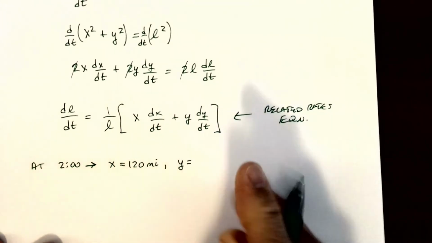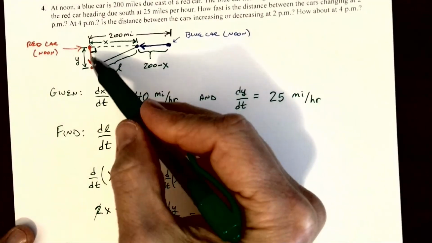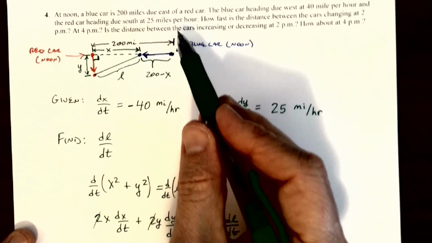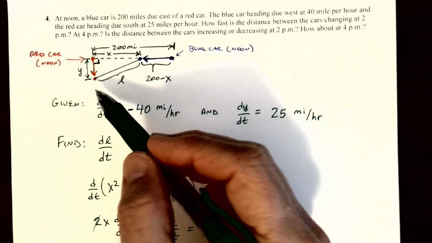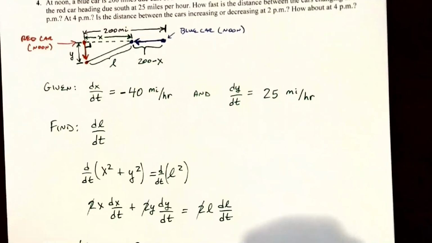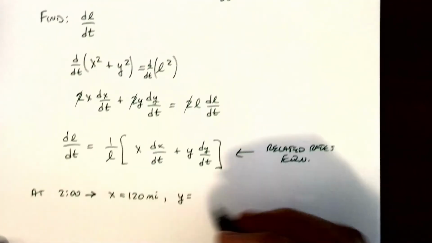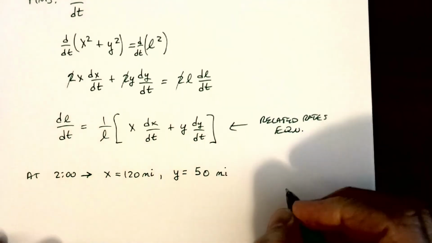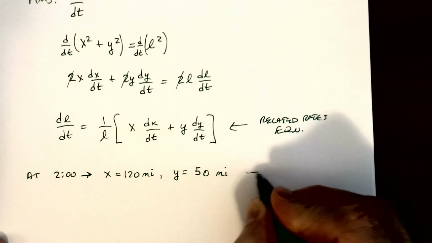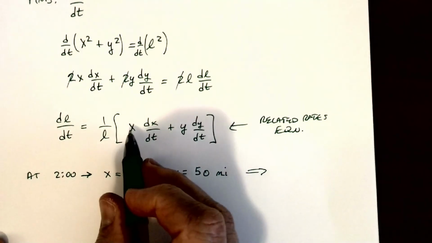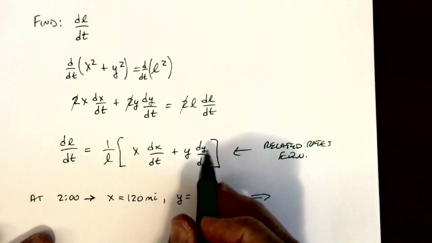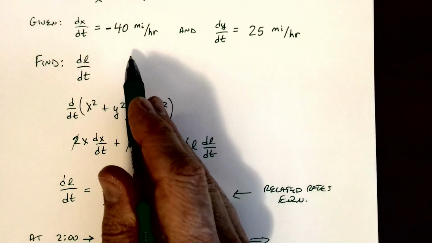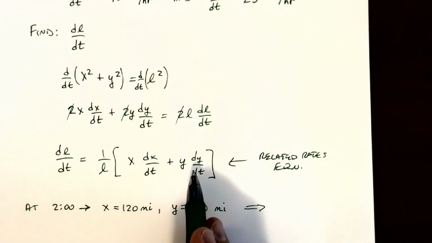Similarly, what's y? Well, y is the distance the red car traveled. It travels 25 miles per hour. 25 times 2 is 50 miles. So at 2 o'clock, the distance y is equal to 50 miles. Okay. And notice, the other thing we're going to need: I've got dx/dt and dy/dt. Those were the given rates. I know what those are. Those are fixed rates, right? And I know x and y now.